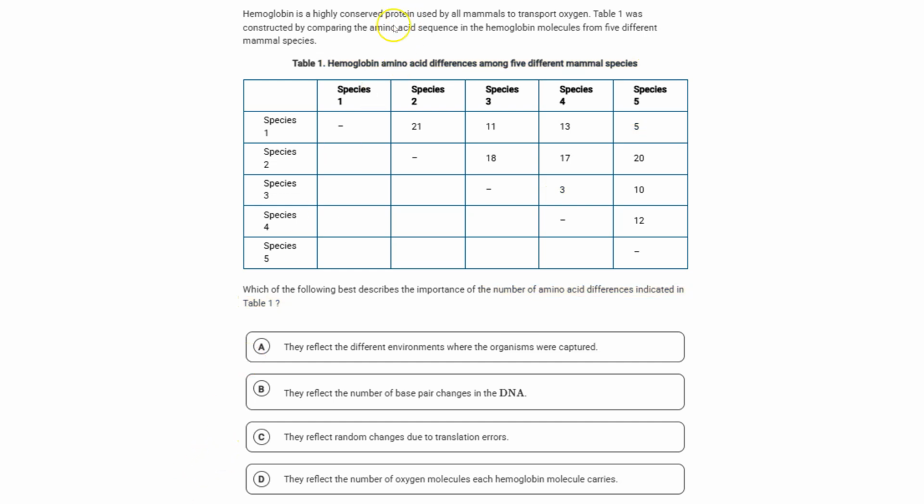And the answer is B. They reflect the number of base pair changes in DNA. You're like, well, I thought it said amino acid. Well, 3 nucleotides encode for an amino acid, right? So change in base pairs in DNA is important.